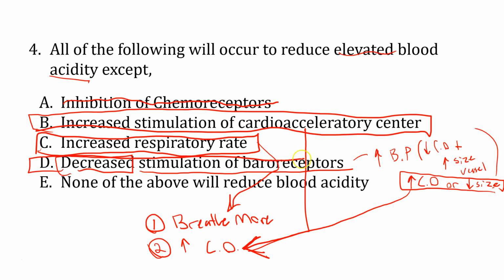And I guess now reading the question, it makes more sense because it's saying all of the following will occur except. So really the answer would be A, because this will occur to reduce blood acidity, this will occur to reduce blood acidity, and this will occur to reduce blood acidity. But we're being asked which one will not reduce blood acidity, and we already deduced that that would be inhibition of the chemoreceptors, because remember that chemoreceptors actually fire when the acidity rises.